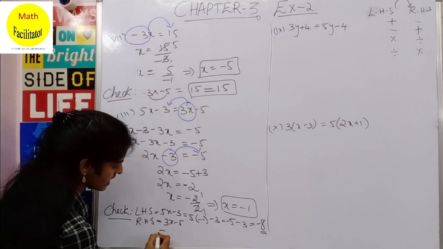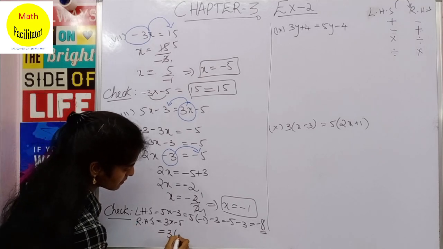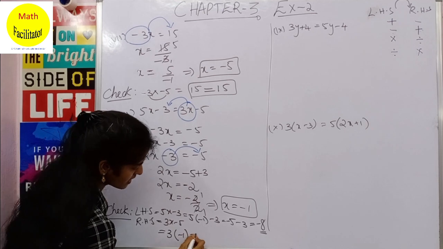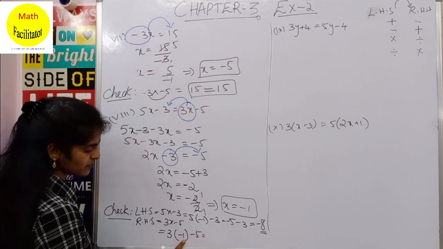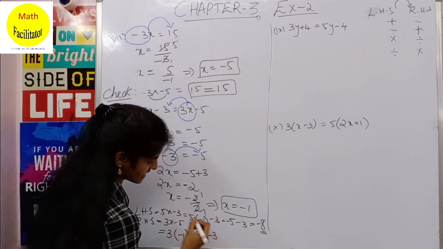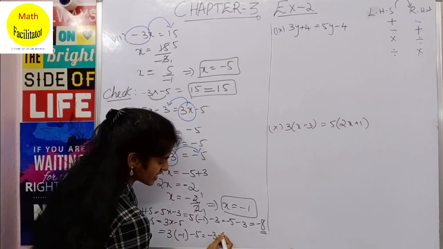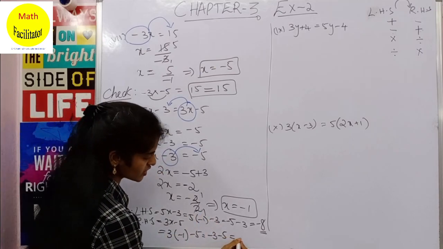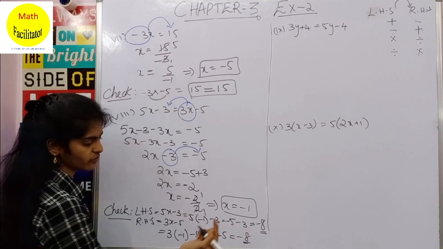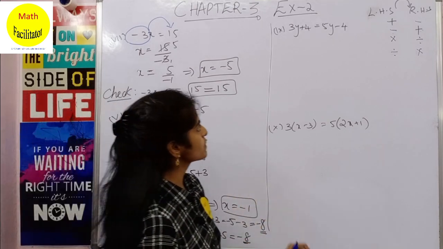Now what is RHS? RHS is 3 multiplied by minus 1, x is minus 1, minus 5. 3 multiplied by minus 1 gives you minus 3. And you have minus 5. Minus 3 minus 5 gives you minus 8. So LHS is equal to RHS. Clear? So moving on to the next one.